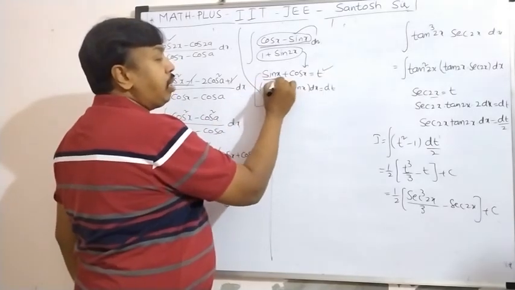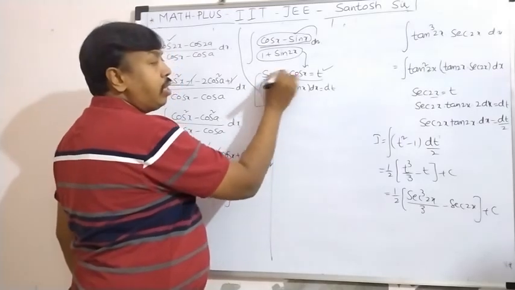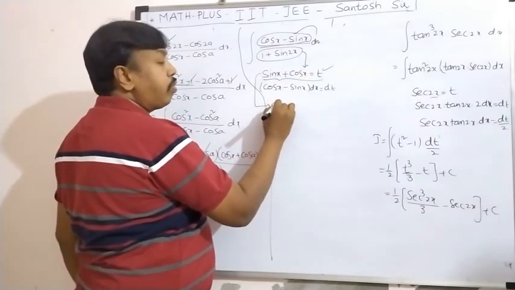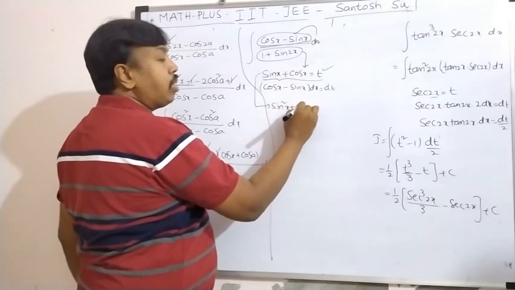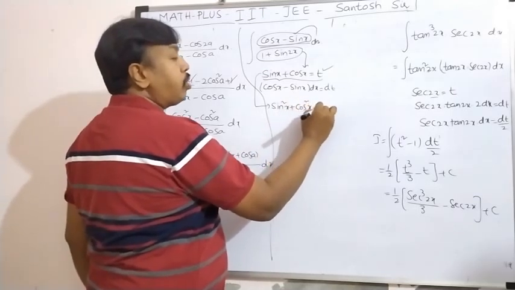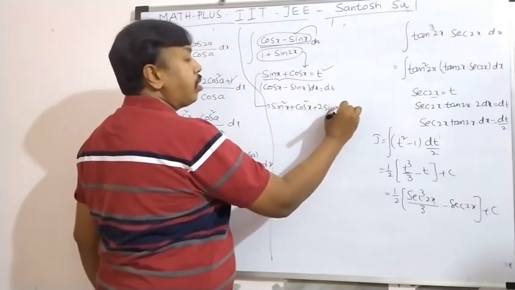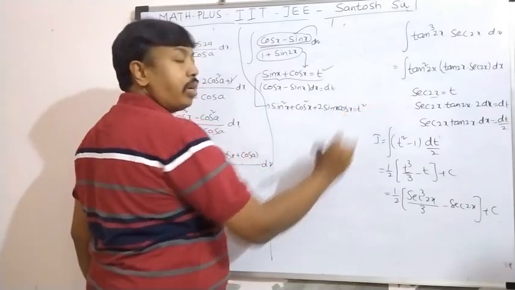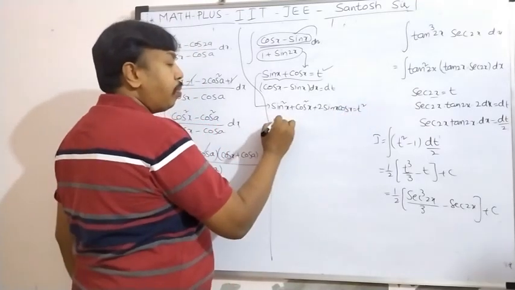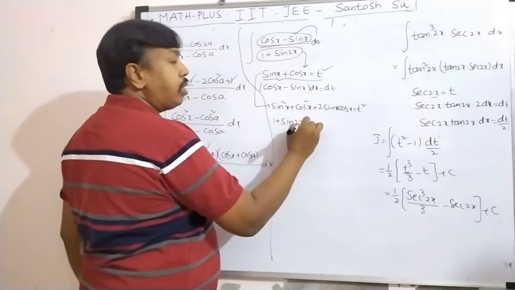If I take square on both sides, what will I get? Sin square x plus cos square x plus 2 sin x cos x is equal to t square. Now this becomes 1 plus sin 2x is equal to t square.